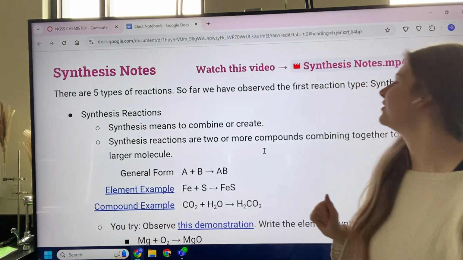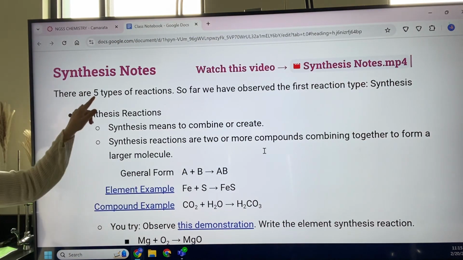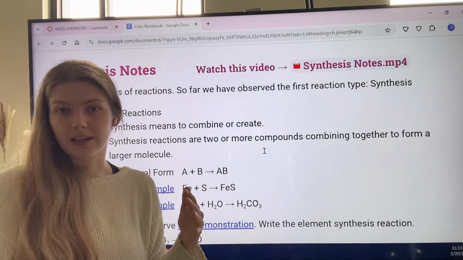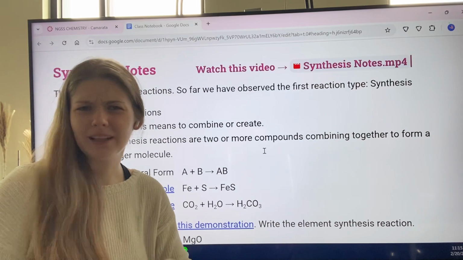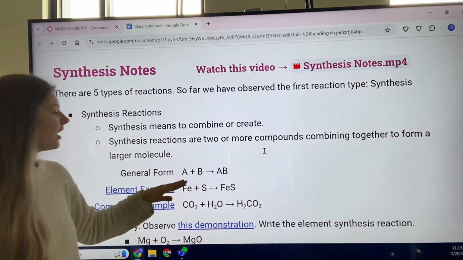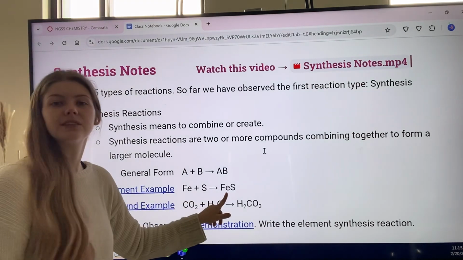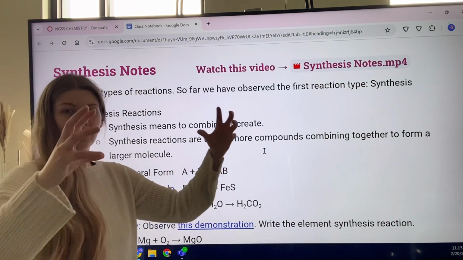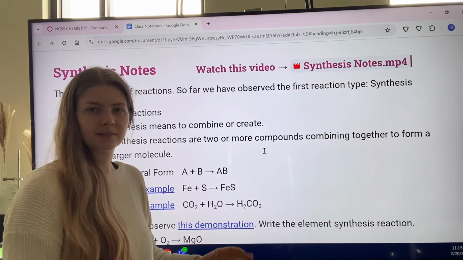Kind of similar to fusion. Now, the word synthesis here is just one of 5 types of reactions that we're going to be talking about. The lab you did last week, the one with the smoke and the smelliness, was a synthesis reaction. We saw iron and sulfur combine to create iron sulfide. That general form, combining stuff to make a bigger thing, is synthesis. That's what we define it as.